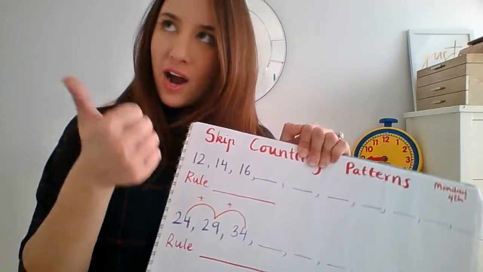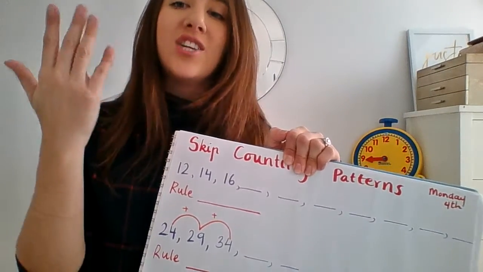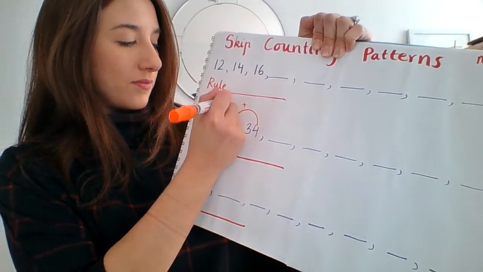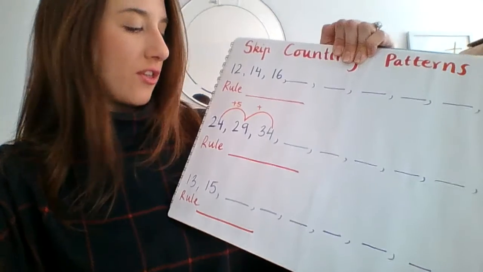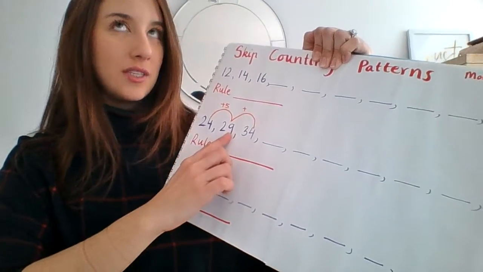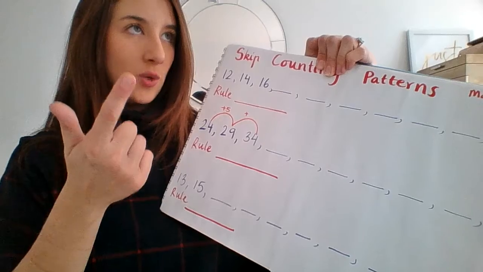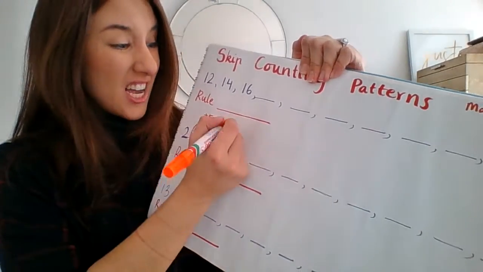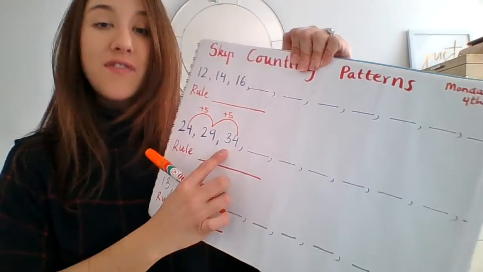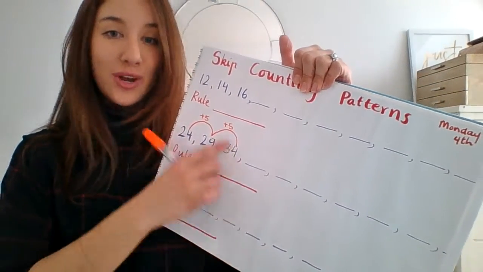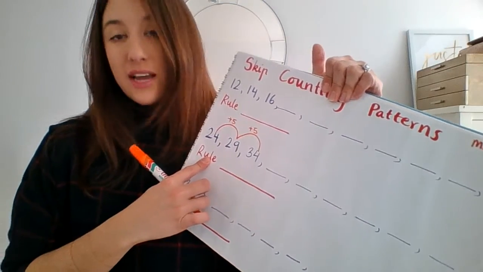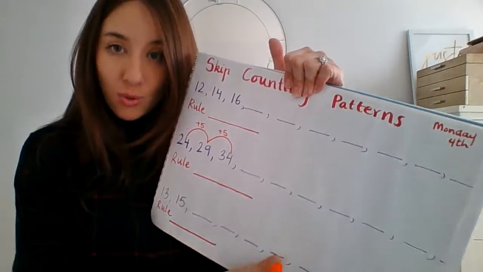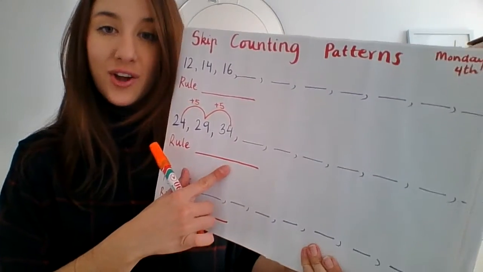24, 25, 26, 27, 28, 29. Okay, so we've got 5 was added here. And then from 29 to 34, let's check. 29, 30, 31, 32, 33, 34. 5 was added there. So it is skip counting by 5s. It's not the pattern that we're used to where we say 0, 5, 10, 15, 20, but if it adds 5 each time, then it is also skip counting by 5s, okay?